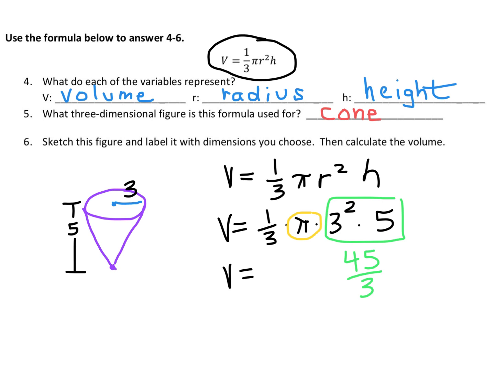Okay, so that's 15. So I get 15 pi. And then now here's your choice. It doesn't say what we're using for pi, so I can use the pi key on my calculator, or I can use 3.14 for pi.